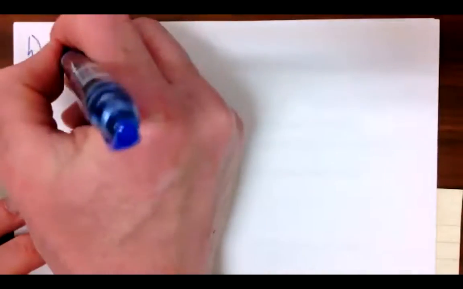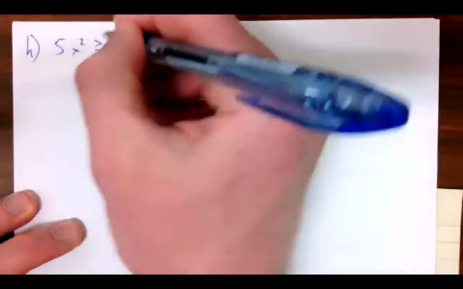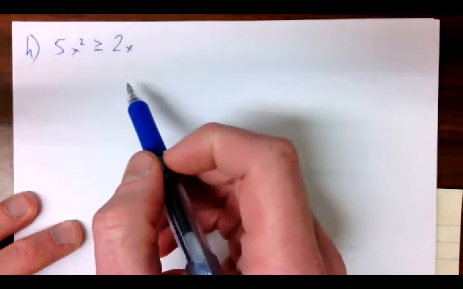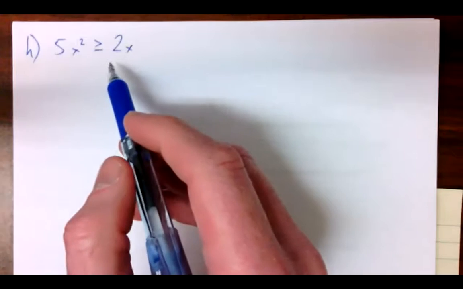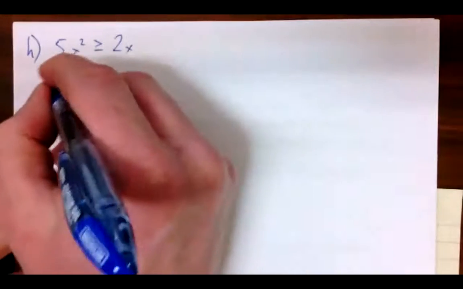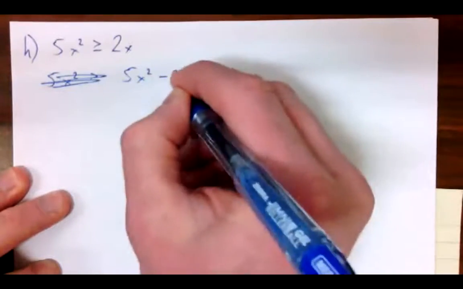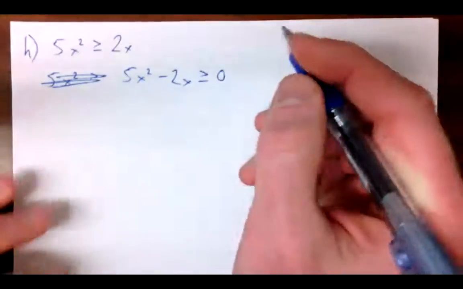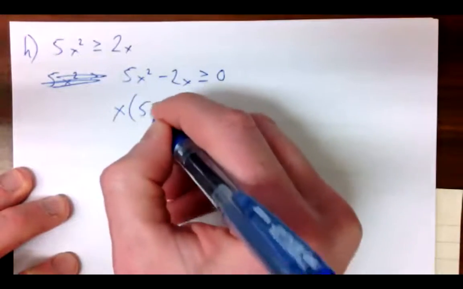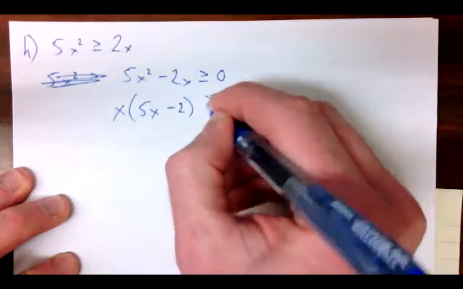H. 5x squared greater than or equal to 2x. All right. There's a few different ways you can do this. This is a different looking one though, but anyways, I'm going to bring the 2x over. So we've got 5x squared minus 2x greater than or equal to 0. We can take x out of both. That's the common multiple, times 5x minus 2 greater than or equal to 0.